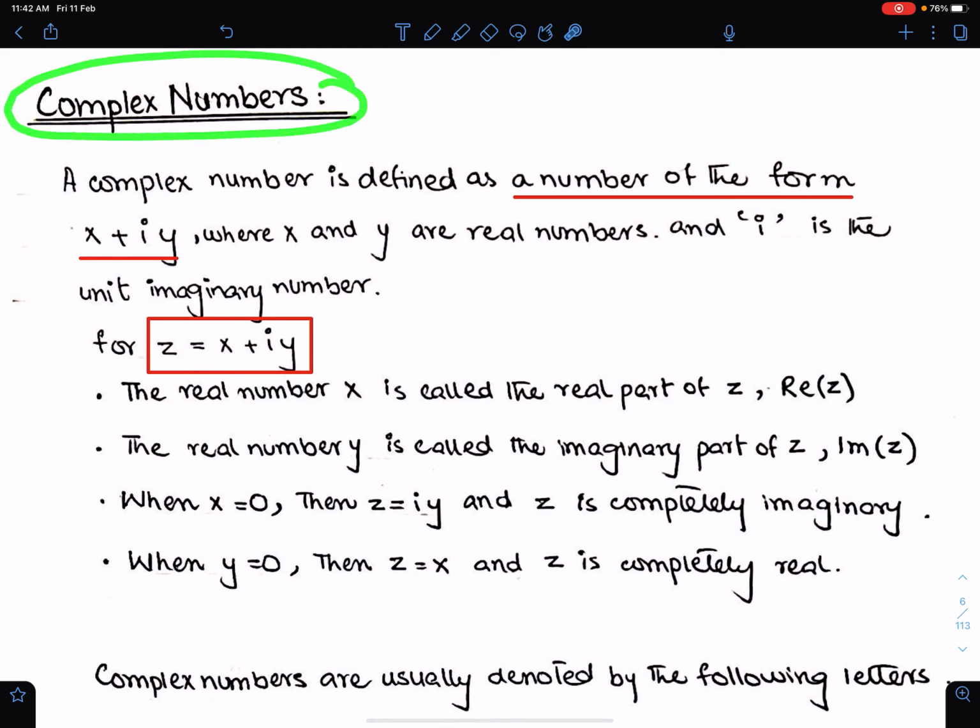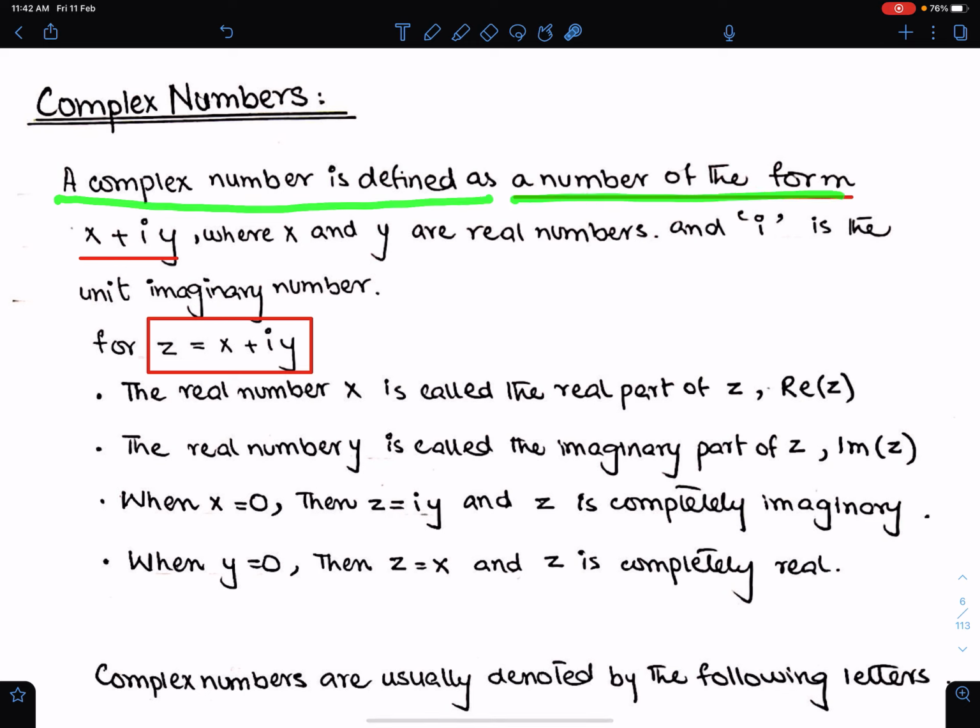Complex numbers. In this lecture, I will discuss some important concepts of complex numbers. A complex number is defined as a number of the form x plus iy, where x and y are real numbers and i is the unit imaginary number. i is known as iota, and the value of i is under root minus 1.